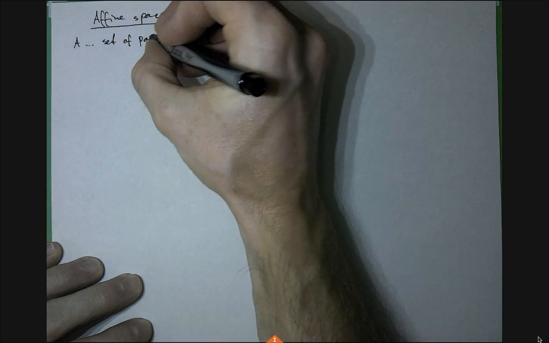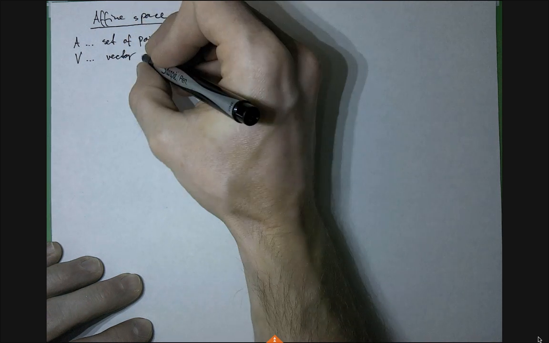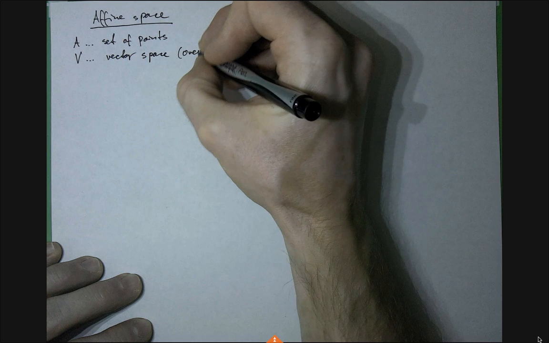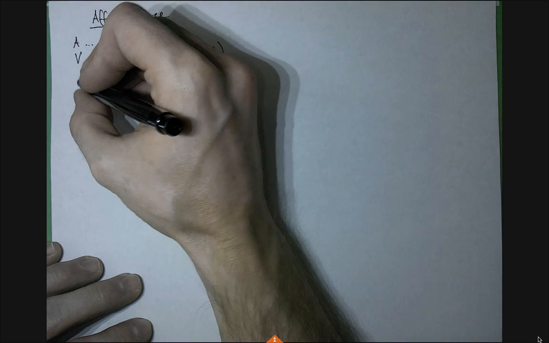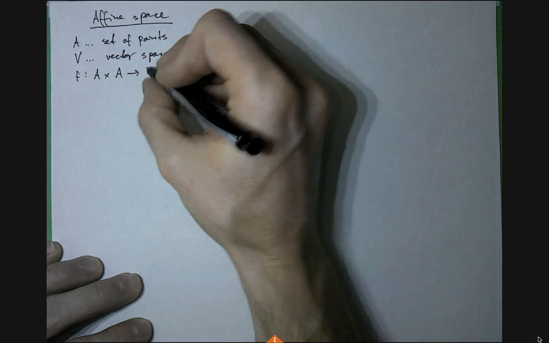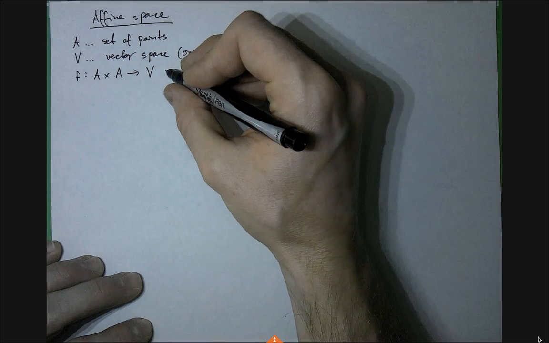So let me denote by A some set of points. That's the set of points the affine space contains. And V is going to be a vector space, again over R, over the reals. And the final thing I need for the definition is a function f, which consumes pairs of points and produces a vector. Okay, and the function has to have these properties.